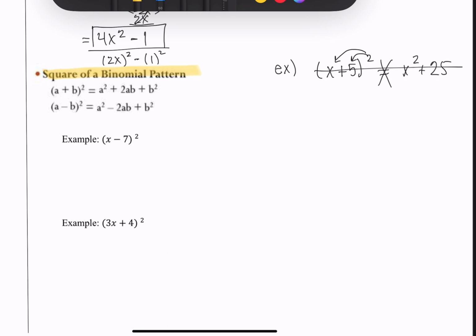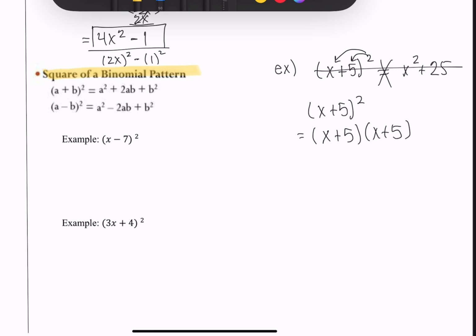Notice what actually happens here. Let me go ahead and do this right for you. So (x + 5) squared is actually (x + 5) times (x + 5). All right, let's FOIL that.